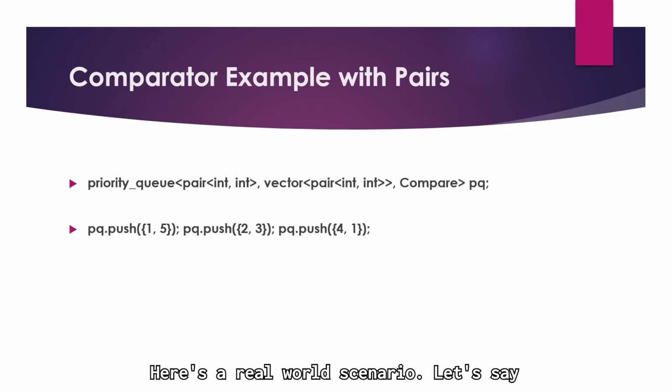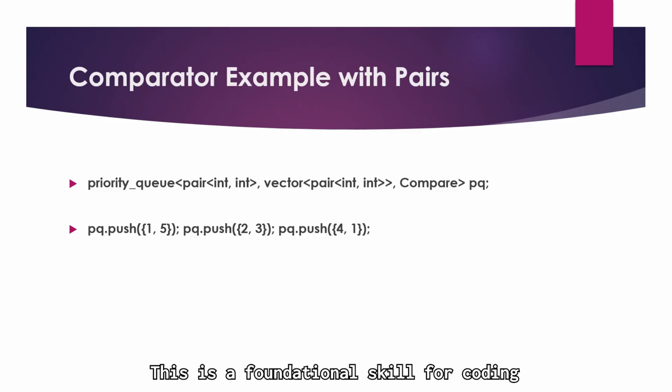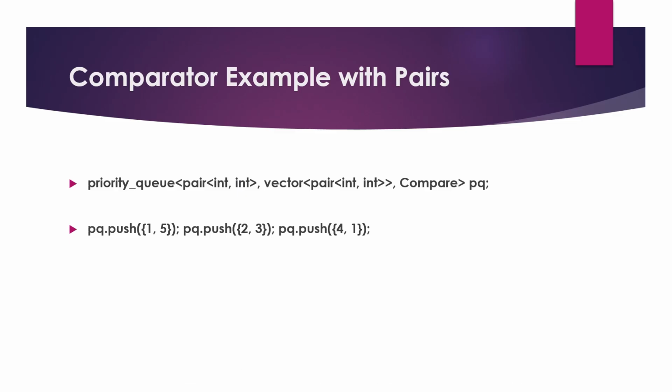Here's a real-world scenario. Let's say we are working with a list of tasks, each represented as a pair of integers, task ID and priority. We want our priority queue to order tasks based on their second value, the priority. Using a custom comparator, we define the ordering logic and STL takes care of the rest. Now when you insert tasks into the queue, they will automatically be sorted based on how urgent they are. This is a foundational skill for coding interviews and advanced problem solving.